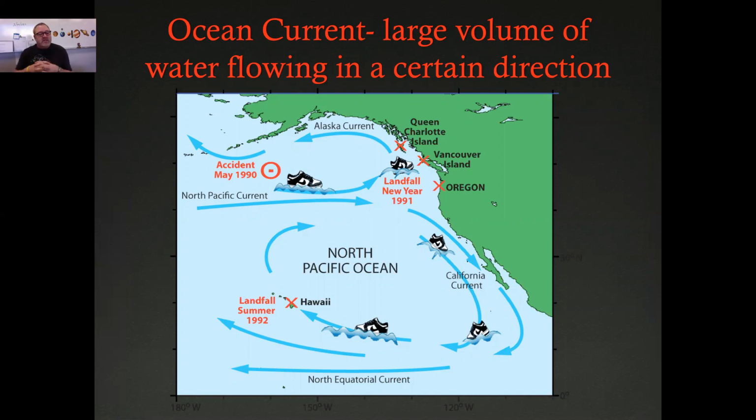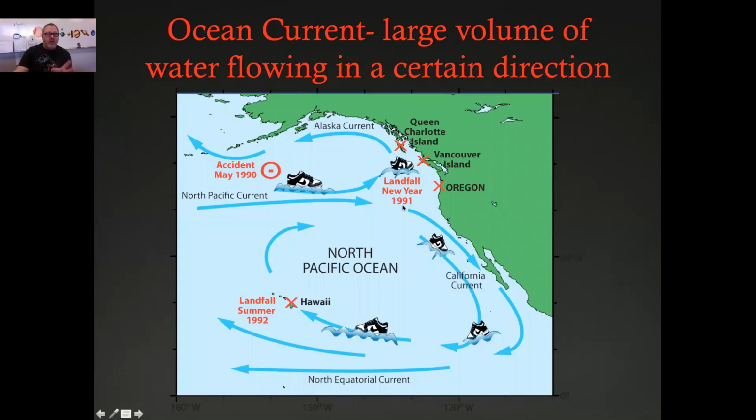There was a big storm. If you look at this picture here, it'll help. There was a big storm that happened back in 1990. Okay, and a container ship ended up having a bunch of the containers that broke off and fell into the ocean. Okay, that happened in May of 1990.